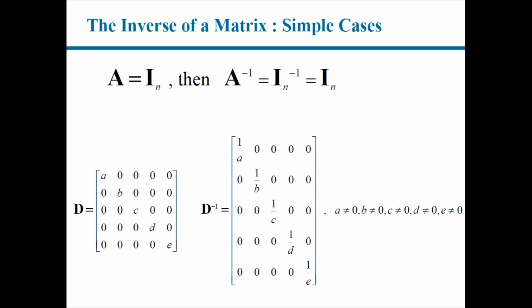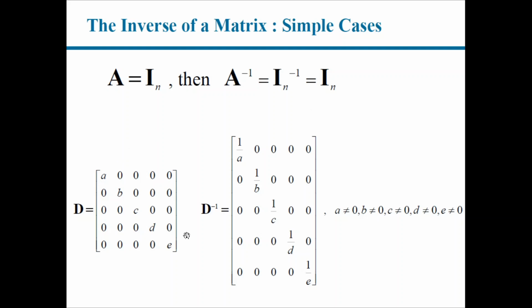Now, in some cases, we are able to compute easily the inverse. For instance, if our matrix is identity matrix n by n, well, the inverse is identity matrix n by n, so it's the matrix itself. So the inverse of identity 2 by 2 is identity 2 by 2.